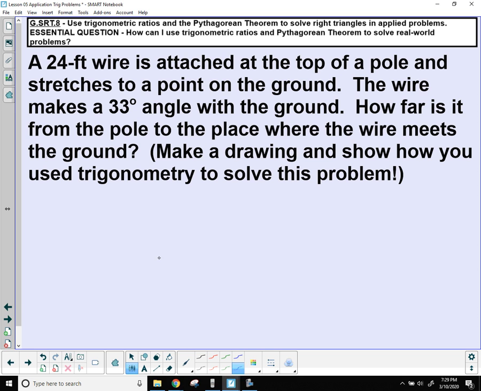So here's the ground. I'm presuming it's like a telephone pole-ish looking thing. Or I guess in this case I just drew a cross, whatever. Anchored guide wire. So it's a 24-foot wire that makes a 33 degree angle with the ground. We need to know how far it is from the pole to the place where the wire meets the ground. So it'll be right there. That's our X.